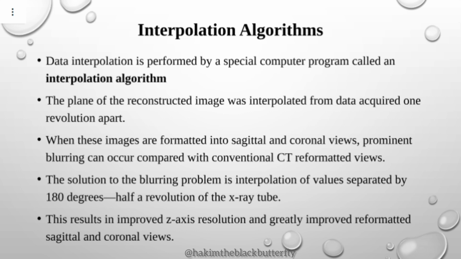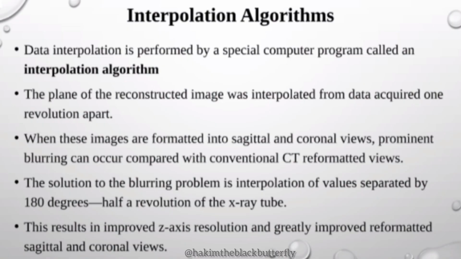The solution to the blurring problem is interpolation of values separated by 180 degrees, that is half a revolution of the X-ray tube. This results in improved Z-axis resolution. The resolution in the Z-axis, you can only see it when you reconstruct images in coronal and sagittal, and greatly improved reformatted sagittal and coronal views.